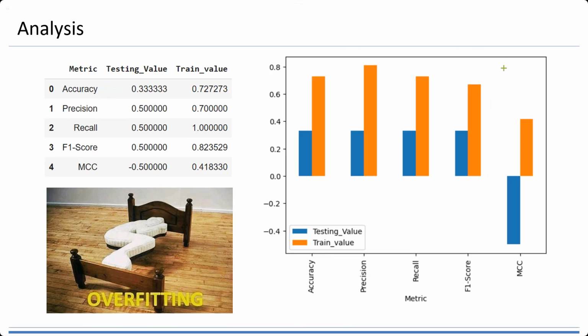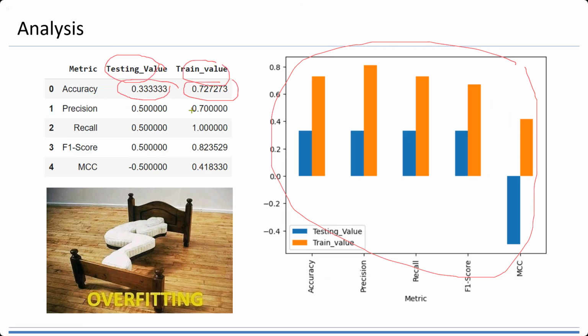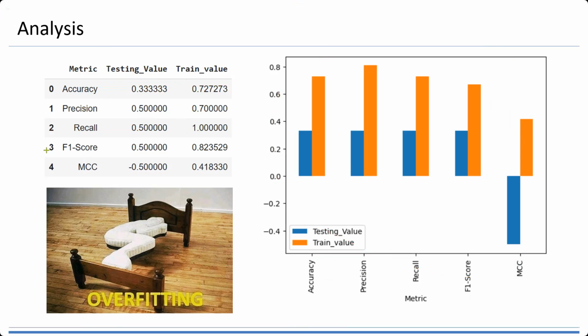The result, you can see here, based on the training and the testing, there is a big gap. This is 0.7, this is 0.3. This is 0.7, this is 0.5. This is 1, this is 0.5. So there is a big gap between the training and the testing. So for this case, what should we do?